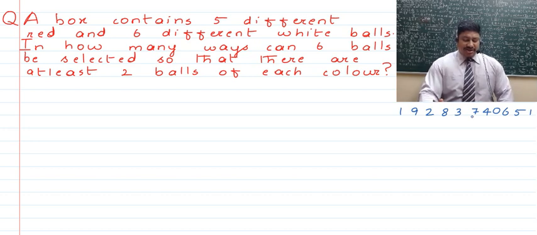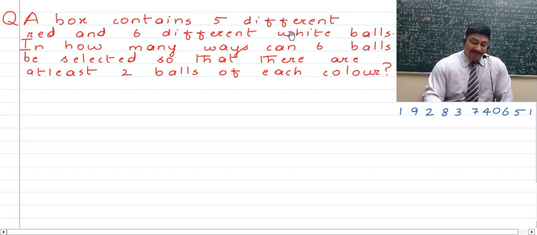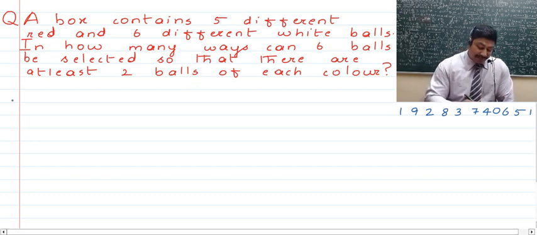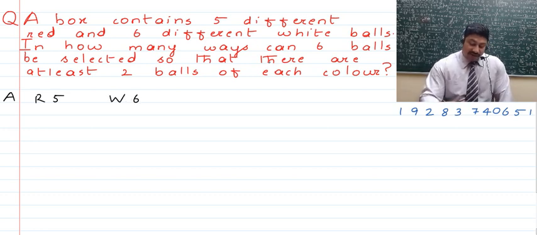Right now children, coming back to the sum, we have a box which contains 5 different red and 6 different white balls. Right, so there are these 2 different types of balls that we have. We will register this, and here the red balls are 5 in number, and the white balls are 6 in number. Right, further, you've been told: in how many ways can 6 balls be selected so that there are at least 2 balls of each color.